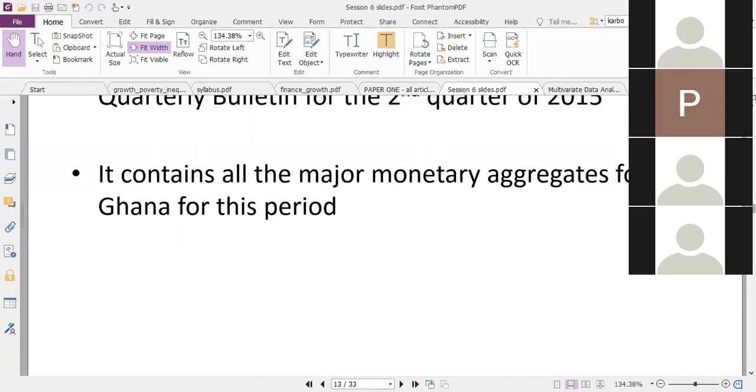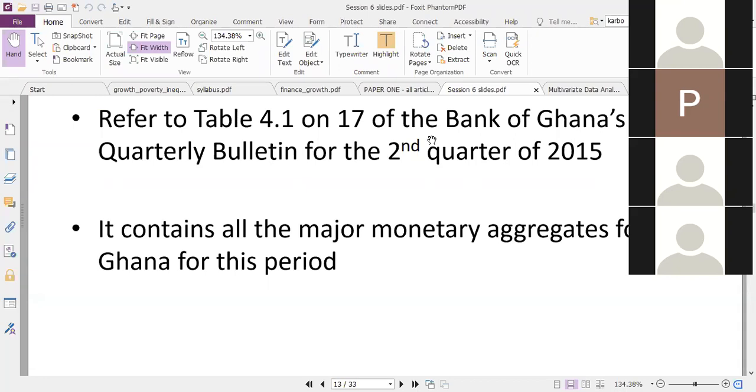Okay, so when we are doing this, you refer to table 4.1 on page 17 of the Bank of Ghana's quarterly bulletin for the second quarter of 2015. So we have to refer to this for something. We can do this when we are having our tutorial session, and I pray I get time to do this with you guys. It's really fun to be with you guys.